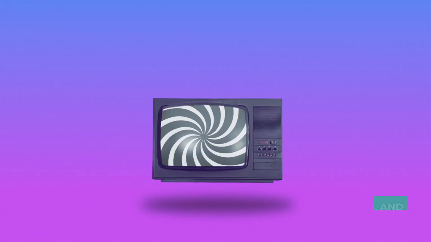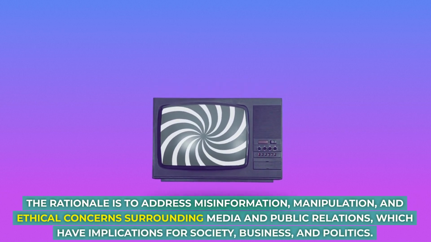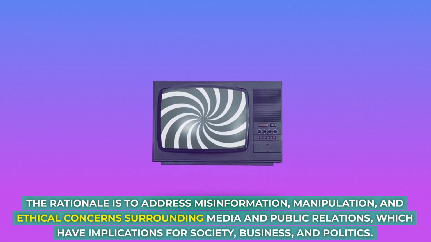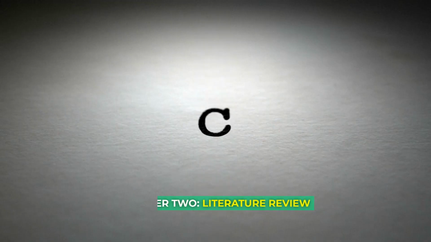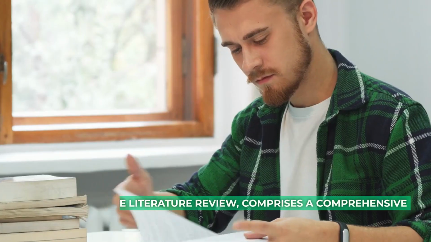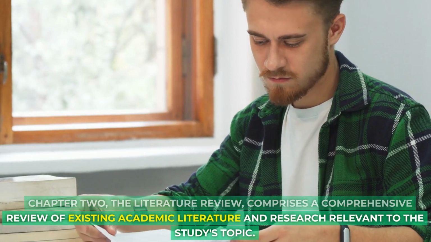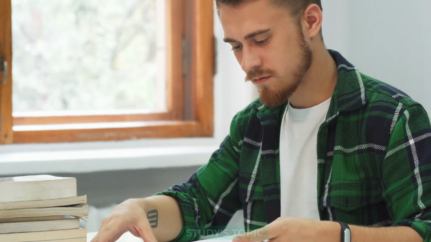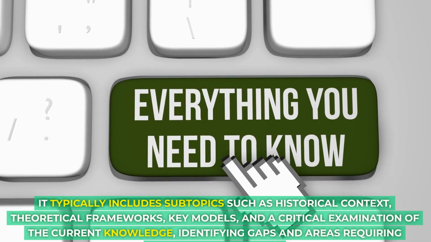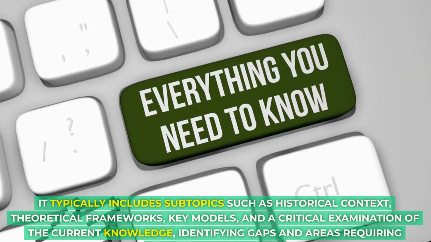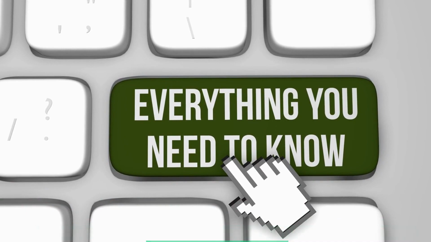Research rationale. The rationale is to address misinformation, manipulation, and ethical concerns surrounding media and public relations, which have implications for society, business, and politics. Chapter 2, Literature Review. Chapter 2, the Literature Review, comprises a comprehensive review of existing academic literature and research relevant to the study's topic. It typically includes subtopics such as historical context, theoretical frameworks, key models, and a critical examination of the current knowledge, identifying gaps and areas requiring further investigation.